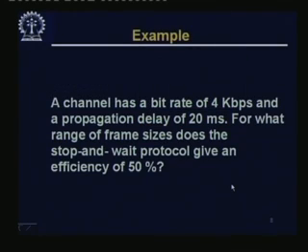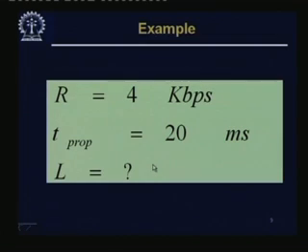Let us just see an example with some numbers. A channel has a bit rate of 4 kbps and a propagation delay of 20 milliseconds. For what range of frame size does the stop and wait protocol give an efficiency of 50%? Okay. So, we want to achieve an efficiency of 50%. My channel has a bit rate of 4 kbps, that means this is the rate at which you are pumping data into the channel. This is the maximum rate which the channel can carry, and it has a propagation delay of 20 milliseconds. So, I want to find the optimum frame size for getting 50% efficiency.